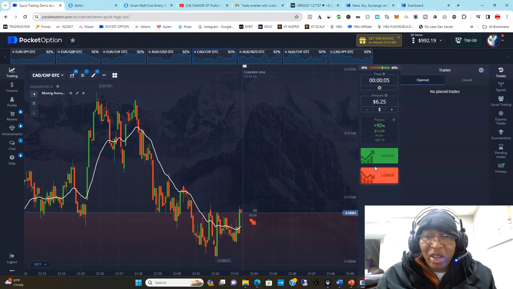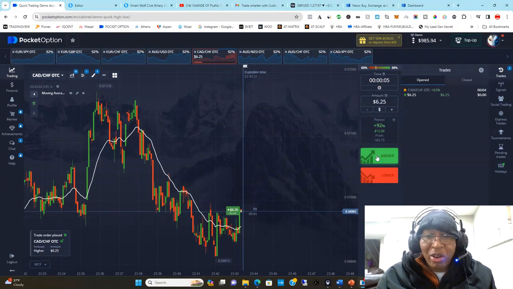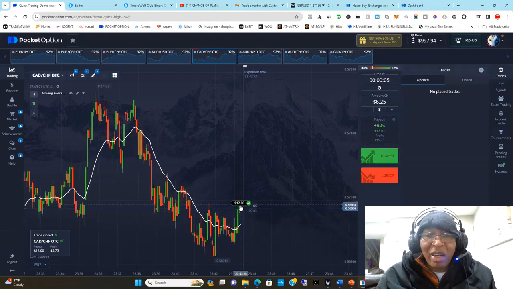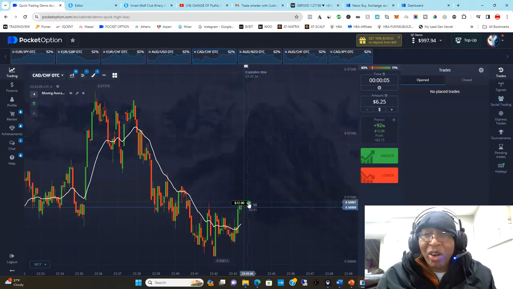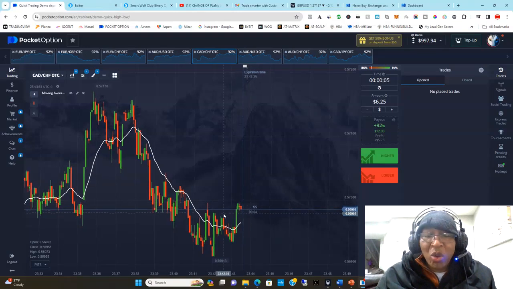So let's see if it closes above. Then we're going to go with the call option. And there we go. We are in the money. You can see that. Boom. We just made $12, guys. $12. It didn't take that long to make money, guys.